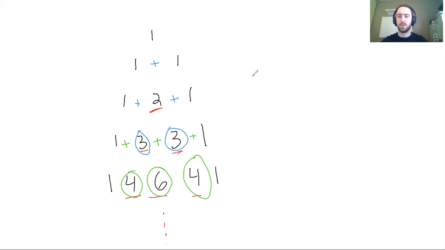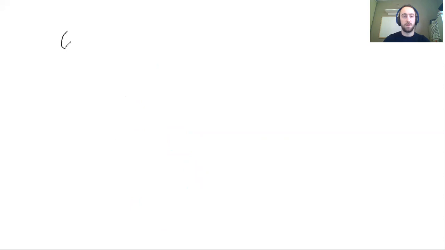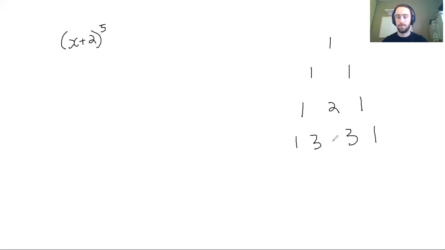But how does this help us with expanding something like x plus 2 raised to the 5? How does this help us? Well, let's get a new slide here. Let's say we want to expand x plus 2 to the 5. We're going to look at Pascal's triangle again. We're going to draw it out. So we have 1. Remember, the structure is all ones, so don't forget to draw the ones in. 1, 4, and then 3 plus 3 is 6. 3 plus 1 is 4, and 1 again.